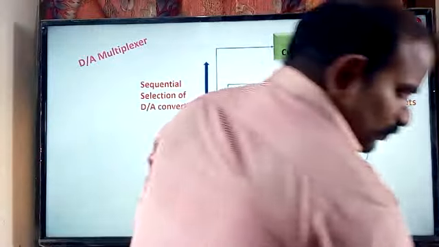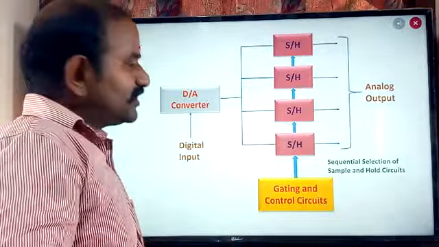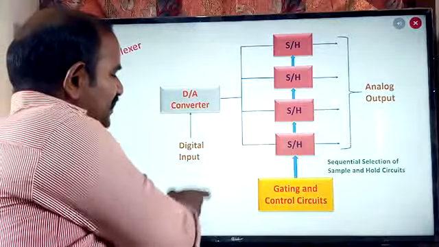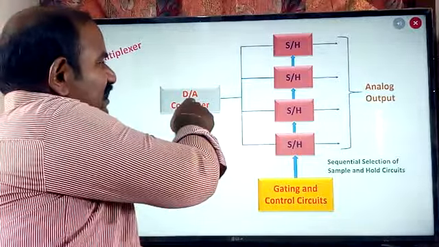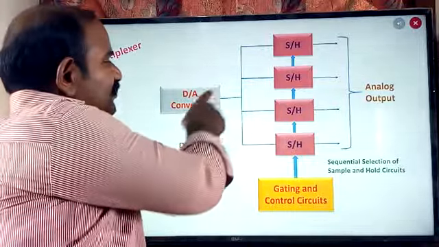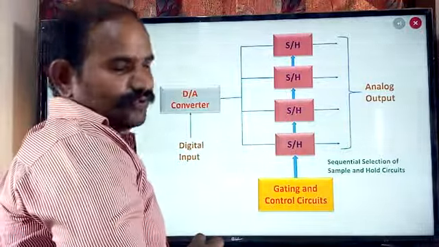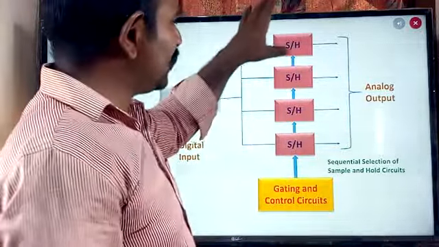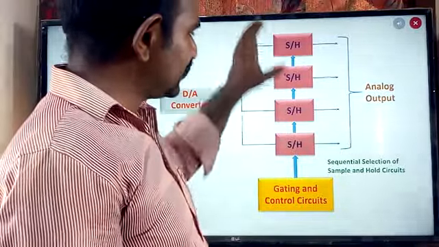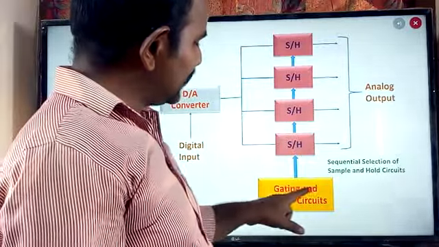So to avoid this, we are going to opt for another method. Instead of using a separate DA converter, I'm going to use only one DA converter for all the channels, which are given as input. They are giving the digital input to this DA converter, and the output of the DA converter is the digital information converted into analog. Now this analog information is going to be stored inside the sample and hold circuit. Sample and hold circuit means I'm going to have separate sample and hold circuit blocks for each and every channel. Again, selecting the channel out of many is going to be done by the gating and control circuit.